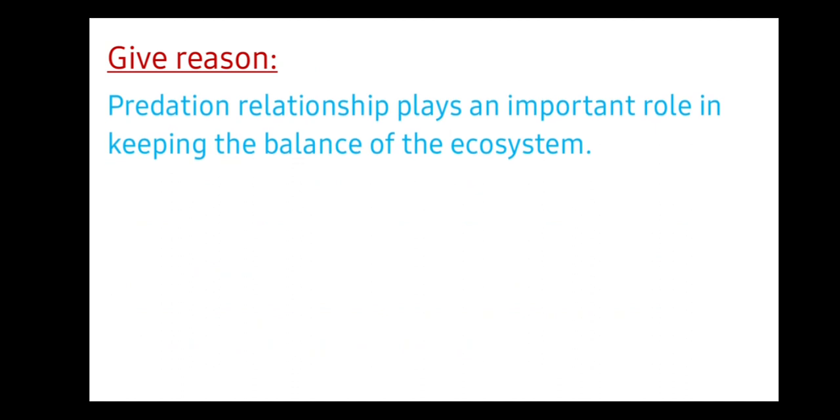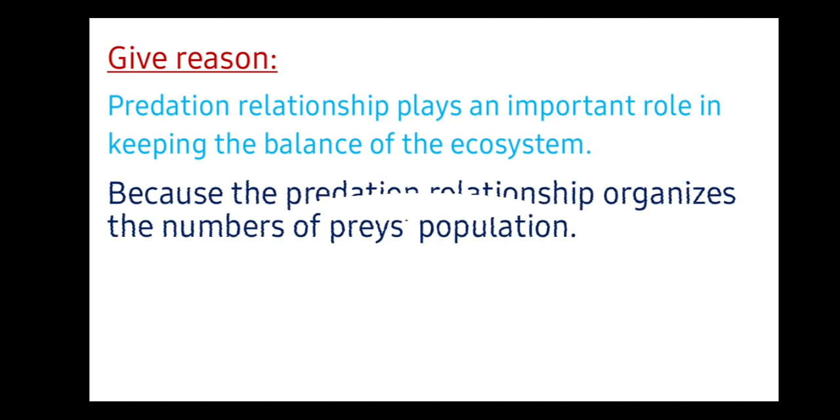After that, give reason. Predation relationship plays an important role in keeping the balance of the ecosystem. Why, Junior 4? Because the predation relationship organizes the number of prey population. And if there are no predators, it means that the number of prey will increase.